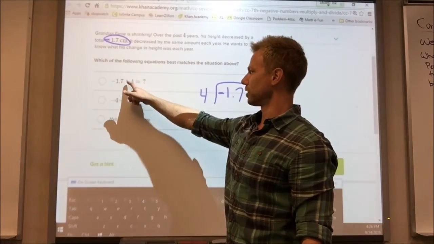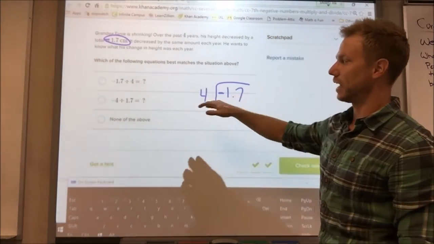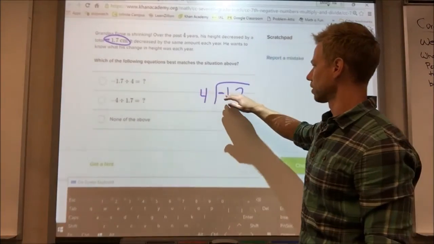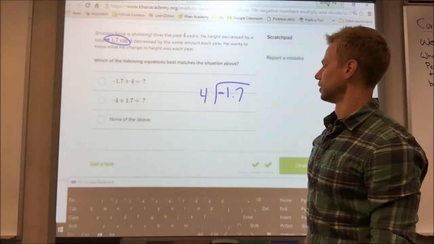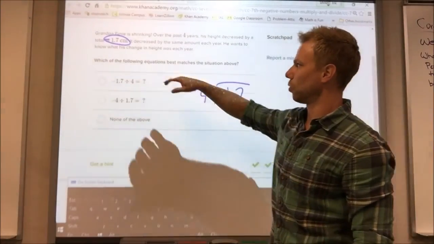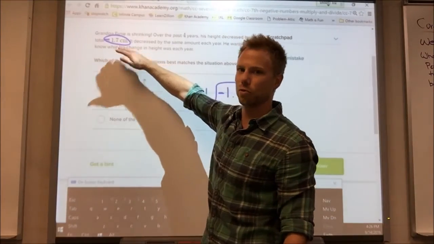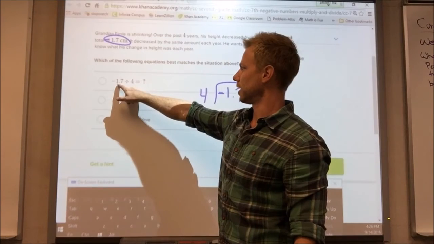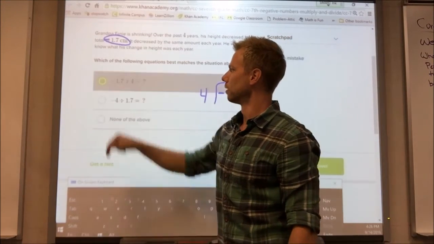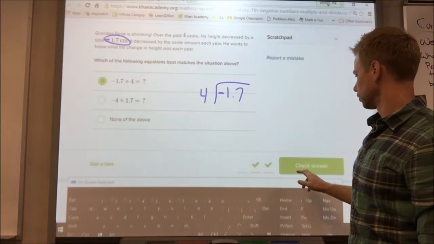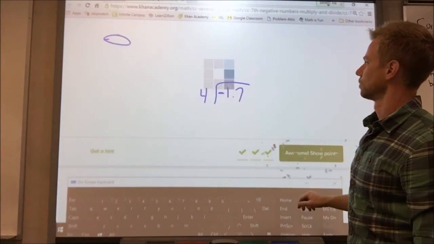So would it be 1.7 divided by 4, negative 1.7 divided by 4, or negative 4 divided by 1.7? Well, we want to split the total decrease in height into 4 pieces, so we have to divide negative 1.7 by 4. So it's going to be the first one.